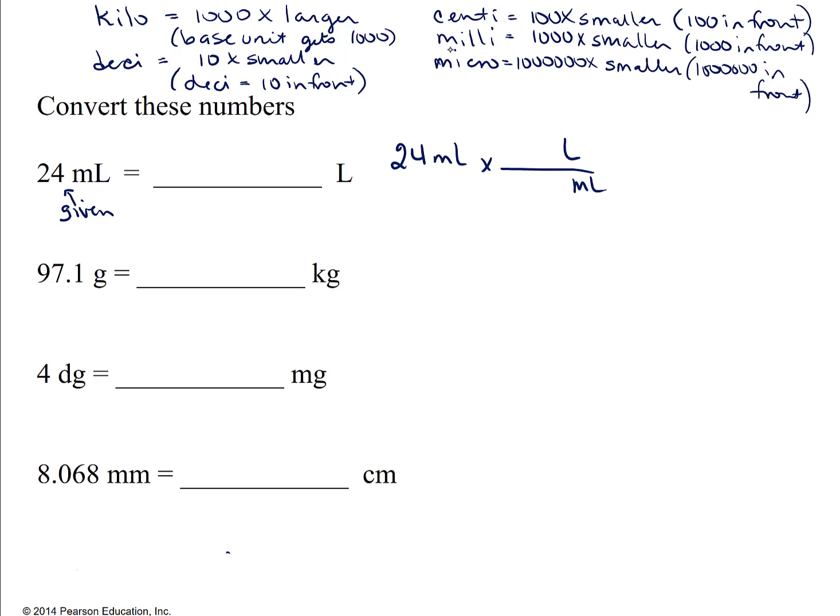Anytime you see milli, put 1,000 in front of it. So if milli is your prefix, 1,000 goes in front of it. That means there's 1,000 milliliters in 1 liter. Units will cancel. Everything across the top, divide by each thing in the bottom. 24 divided by 1,000 is 0.024. Try the next one. Same thing.